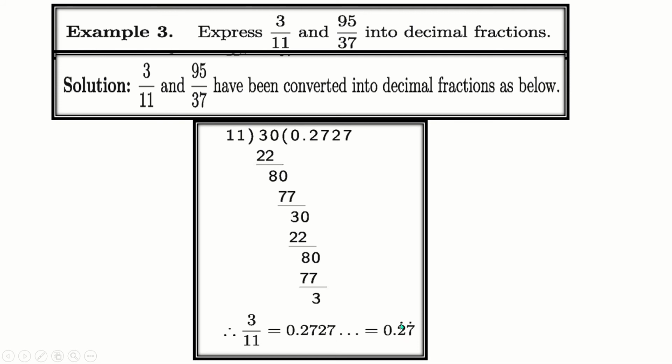And this we can write as 0.27 with a point above 2 and a point above 7, that is a recurring point. 27 is repeated again and again, so we can write it in another form: a point above 2 and also a point above 7. Clear?